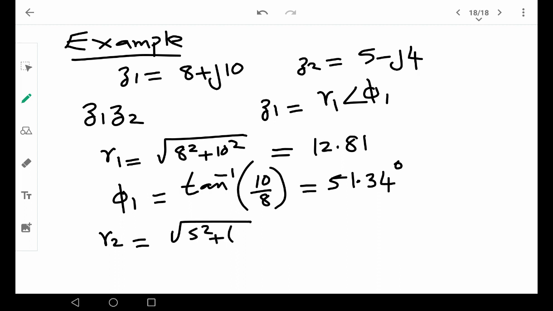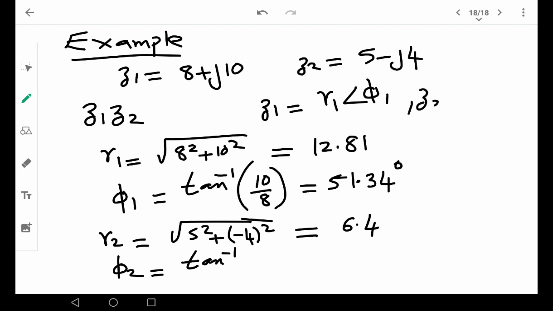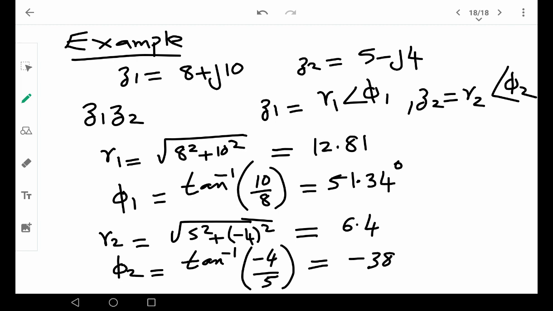Similarly, you can write r2 equal to square root of 5 square plus minus 4 square, and it will come to be around 6.4, and phi2 equal to tan inverse minus 4 by 5, that will come around minus 38.66 degrees, right? And write z2 equal to r2 angle phi2.